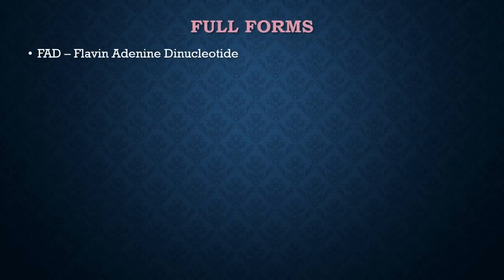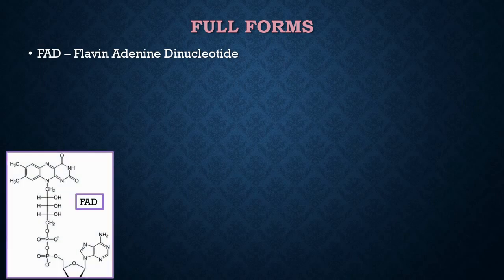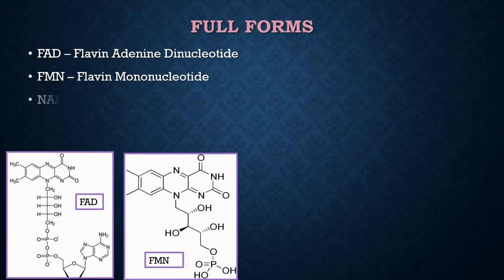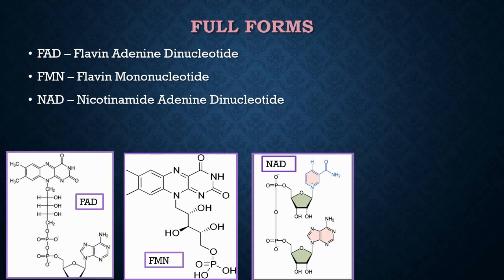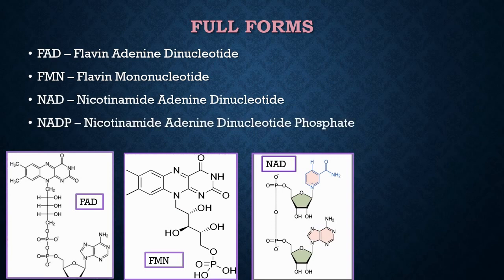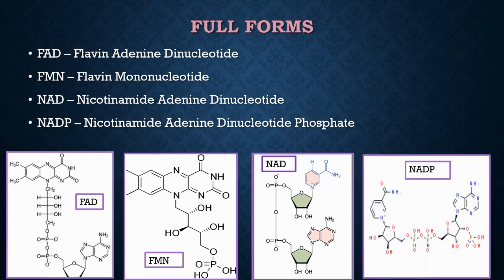We are going to see some full forms of the abbreviations used in this chapter. First is FAD. FAD means flavin adenine dinucleotide. This is the structure of FAD. Second is FMN, which is flavin mononucleotide. This is the structure of FMN. NAD stands for nicotinamide adenine dinucleotide. This is the structure of NAD. Then NADP means nicotinamide adenine dinucleotide phosphate, and this is NADP.